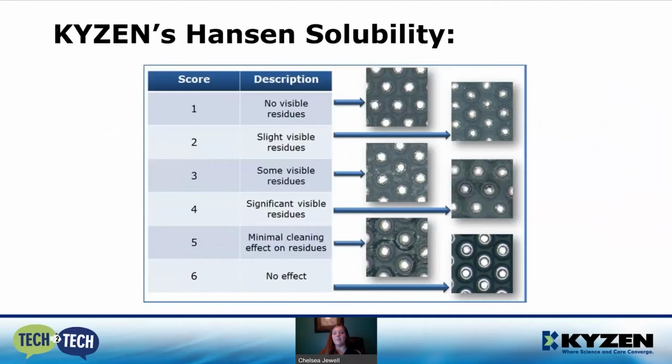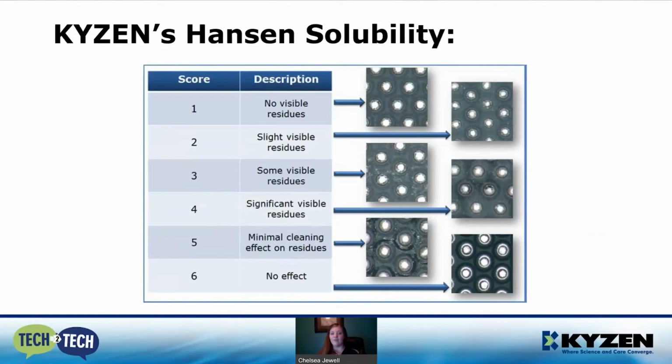So this is an overview of our grading scale for Hansen. Starting with our 6 score, you can see that the flux is still shiny, there's no white patches or any indication that the chemistry has affected the residue at all. So we say this is a 6 or no effect.